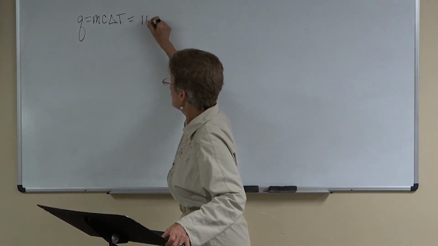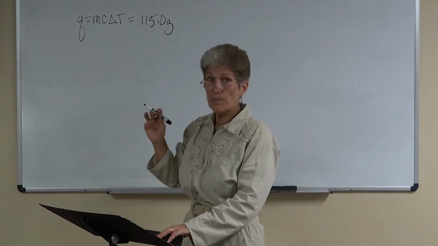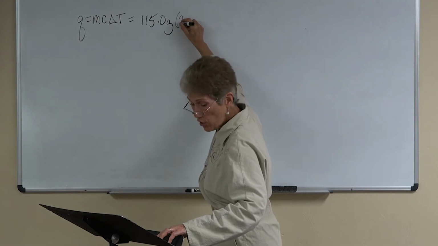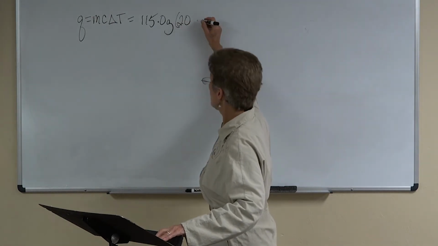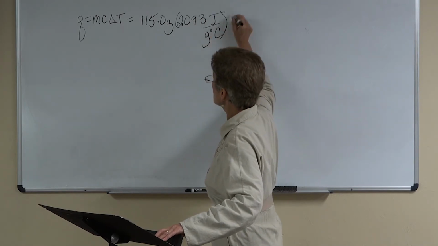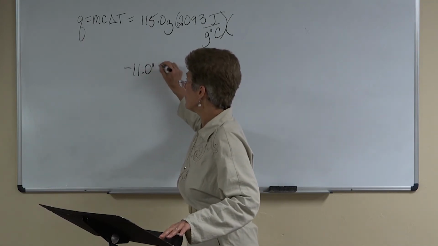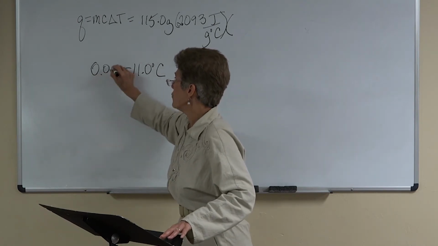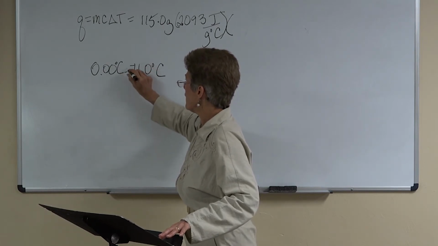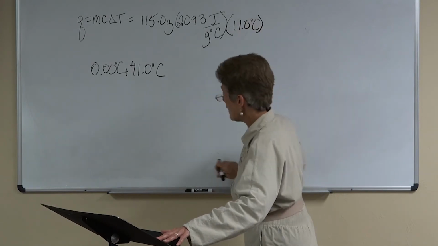Okay, so we have 115 grams, and we know that the ice has a different specific heat capacity. The ice, you see it on the chart, well actually it's told right here, is 2.093 joules per gram degrees Celsius times the change in heat. We're told that it started at negative 11.0 degrees Celsius, and we're bringing it up to 0 degrees Celsius. And so we already are subtracting this. So we're subtracting a negative, which is adding a positive. So this is 11.0 degrees Celsius.